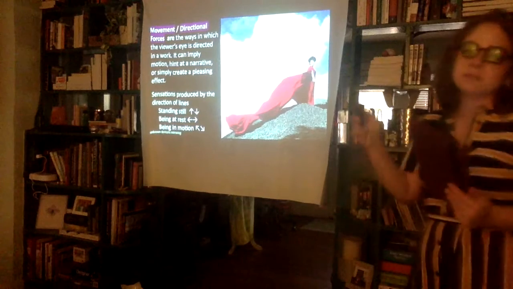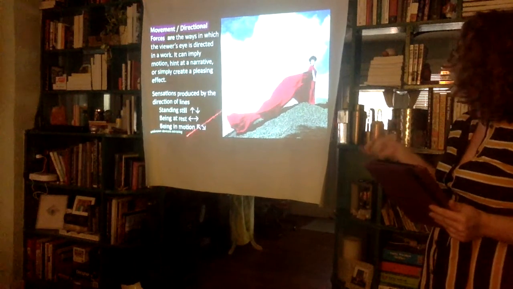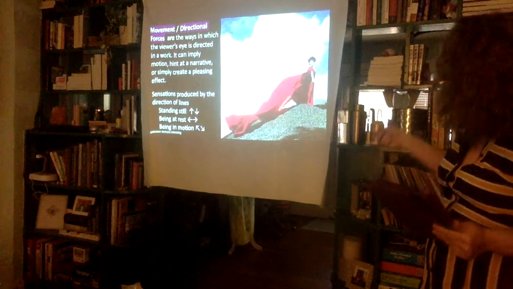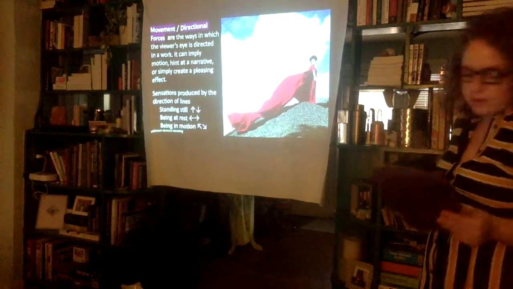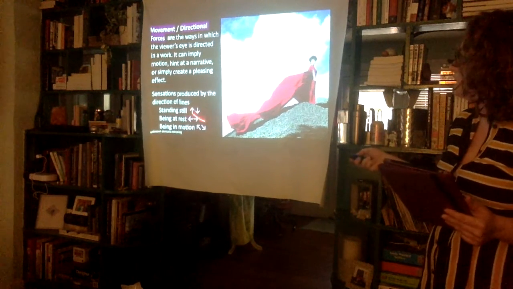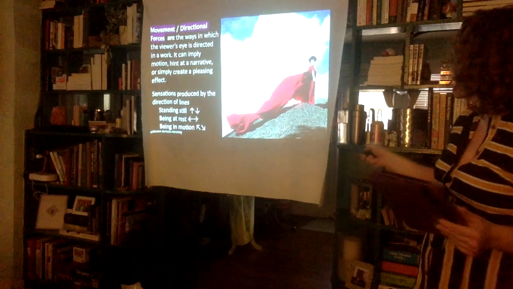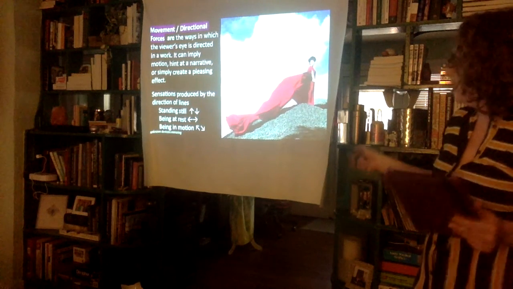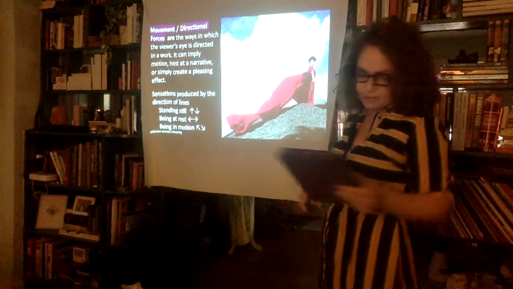Alright, so this work is implied motion, directional forces, because see, it carries your eye up, especially how it's red, and then she's got white. Okay. So sensations are produced by the directions of lines. So standing still would be someone standing up and down. Being at rest would be if someone was laying down. And then being in motion is like this person right here.